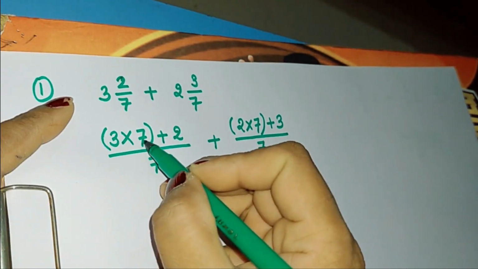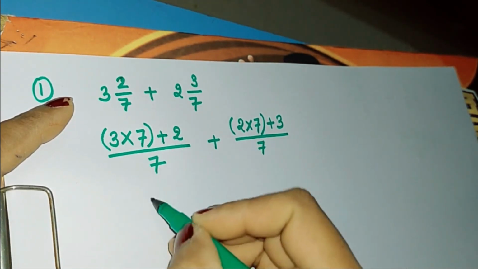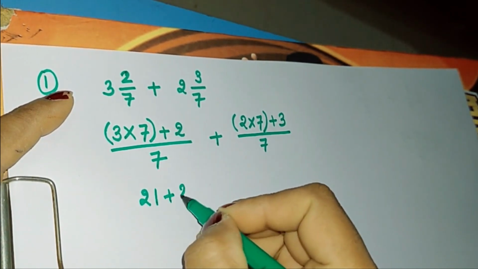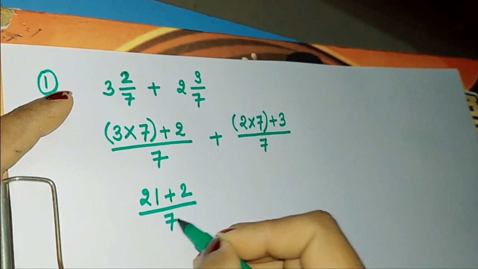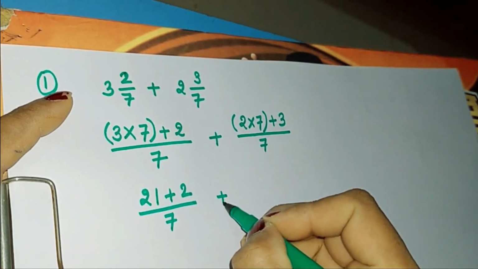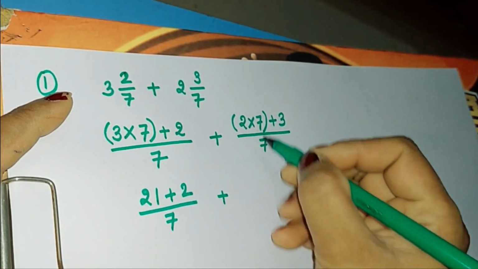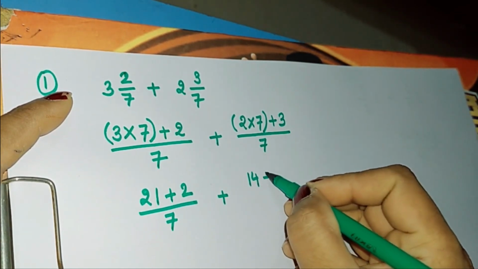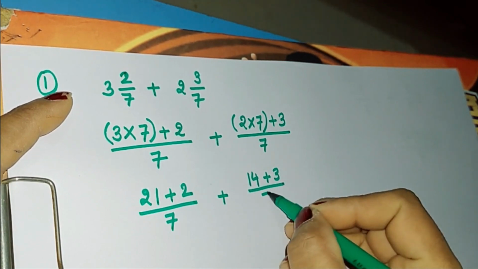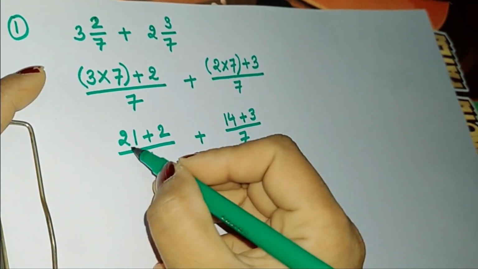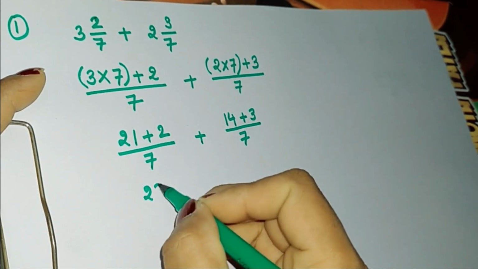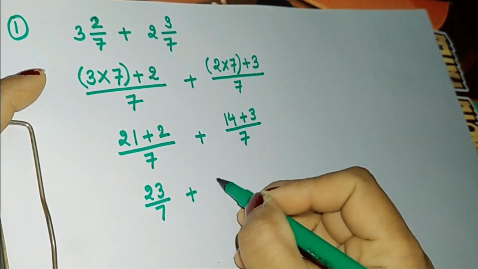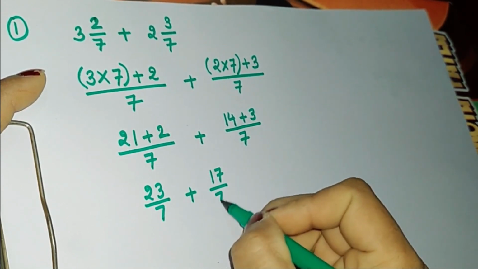Now 7 cross 3 is 21 and this 21 will get added with this 2. Denominator as it is. Next we need to add here 2 cross 7 is 14 and this 14 will get added with this 3. So here 14 plus 3. Now 21 plus 2, that is 23/7 plus here 14 plus 3 is 17/7.